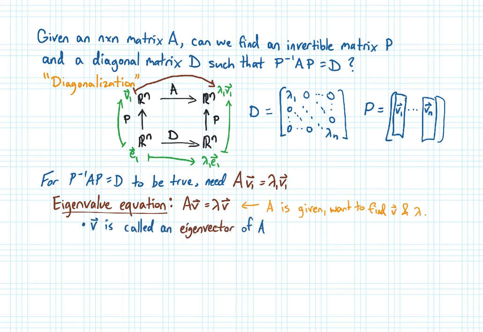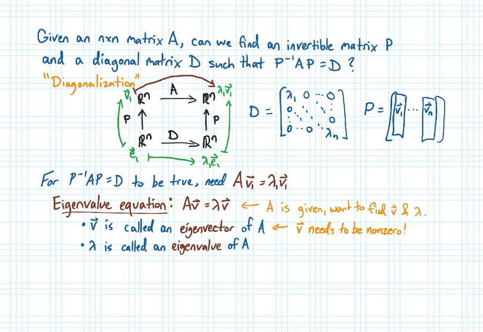And when you do that, then the v is called an eigenvector of A. And an important caveat here is that v needs to be a non-zero vector. The zero vector doesn't count as an eigenvector. And then the lambda that appears here is called an eigenvalue of A. So we're going to talk more later about how to find eigenvectors and eigenvalues. But the key point now is to recognize that if we can find them, it gives us a way to do this diagonalization process.